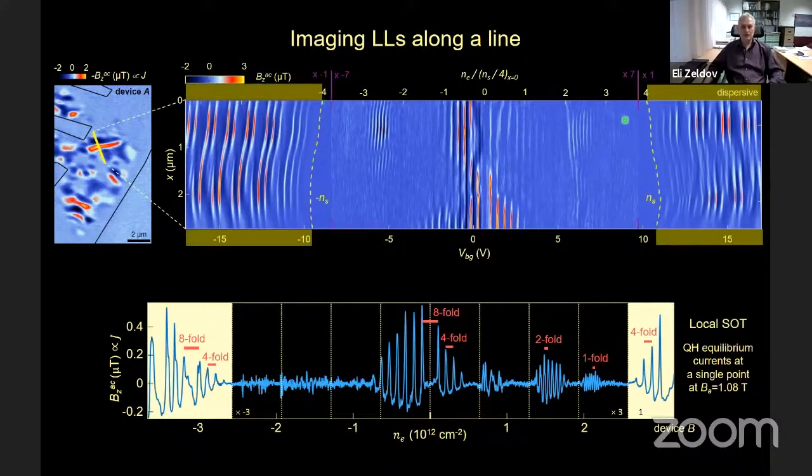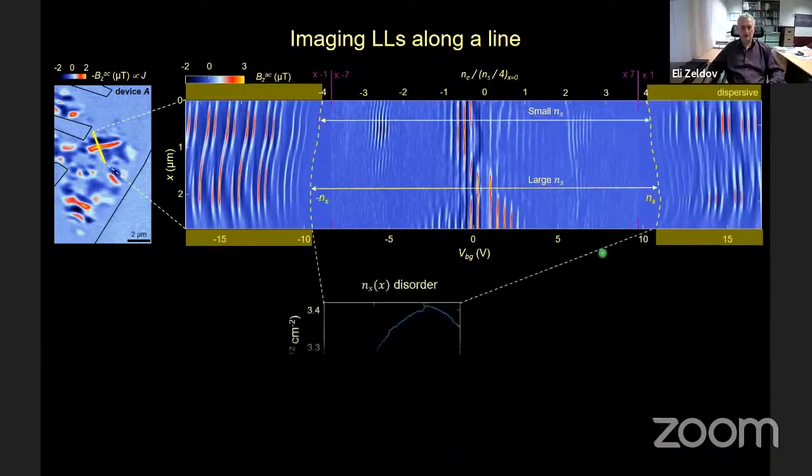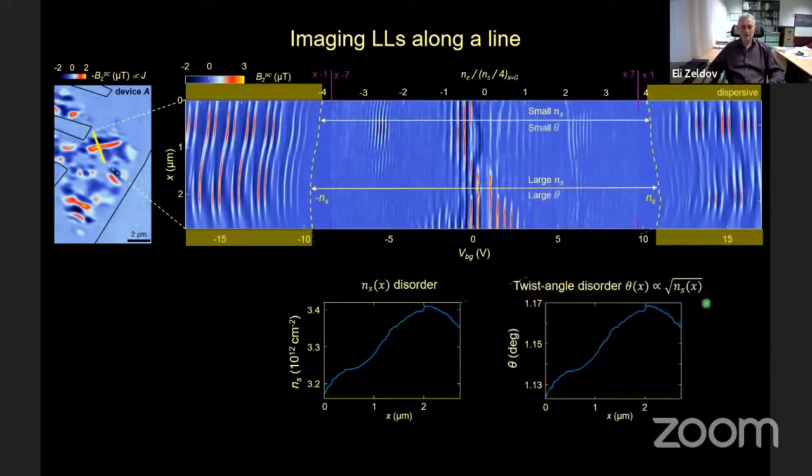So this is our ns line as a function of position. Where the distance is small, we have small ns, and large ns at other places. So we can just trace ns as a function of position, and we see that ns changes by about 10%. The twist angle is proportional to the square root of ns, so we can directly get the twist angle as a function of position, and it changes from 1.13 to 1.17 here, about 5%, being the square root of ns.